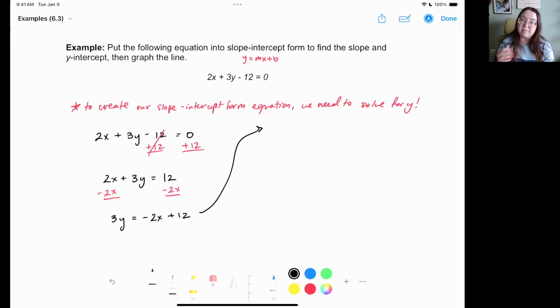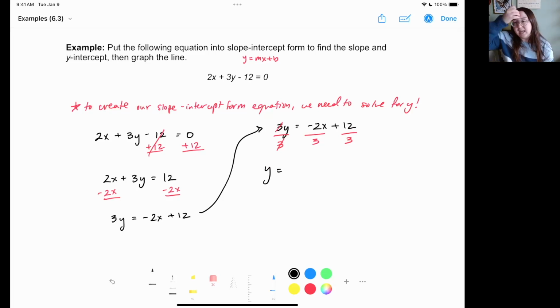So now that we have 3y is equal to negative 2x plus 12, we're going to go ahead and divide everything by 3. We want y by itself, so we want to make sure to get rid of that 3. It's currently being multiplied by y, so the only way to get rid of it is to divide. So we'll divide everything by 3, over here and over here. Now the 3's cancel for the y, leaving us with y, which is what we wanted.